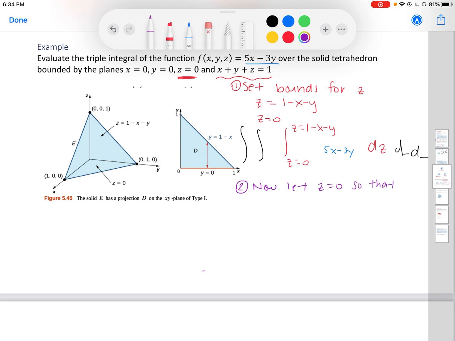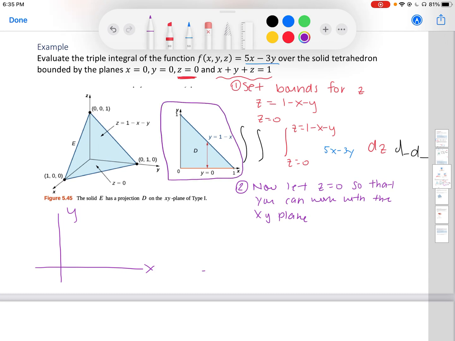so that you can work with the xy plane. Since z is now 0, I'm now left with this beautiful xy plane. And actually, we have this right here. That's why I included this picture here. Now we're able to work with that xy plane. Now from here, it's up to your preference. Do you want to write a type 1 argument or a type 2 argument from section 5.2?